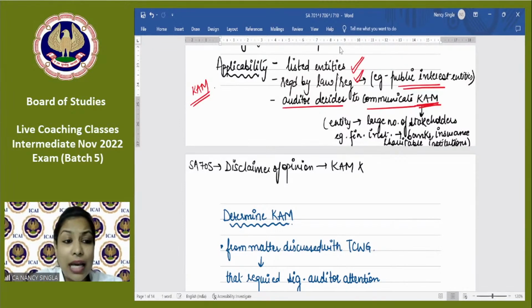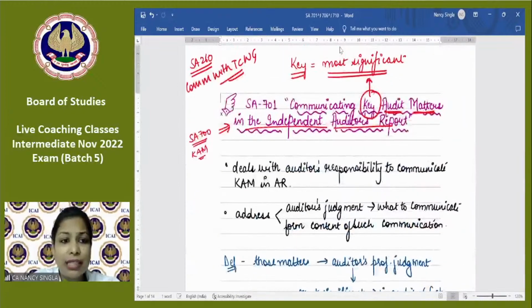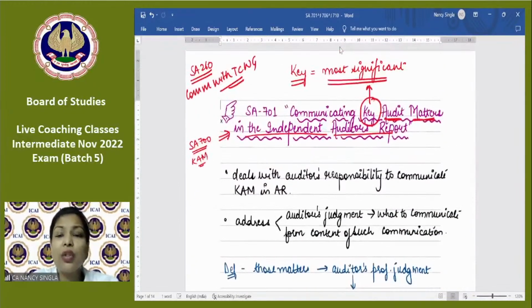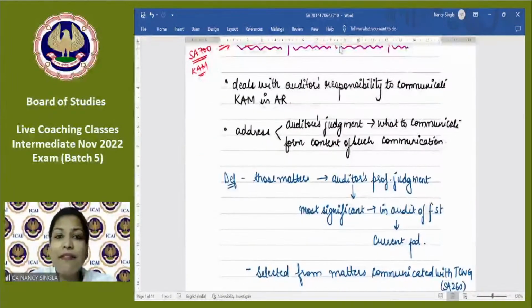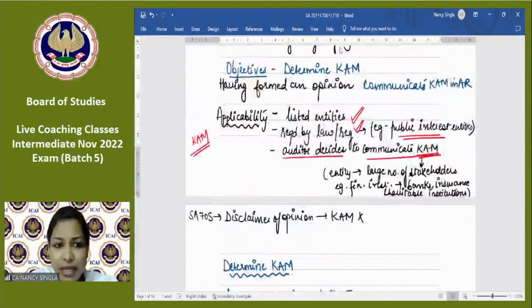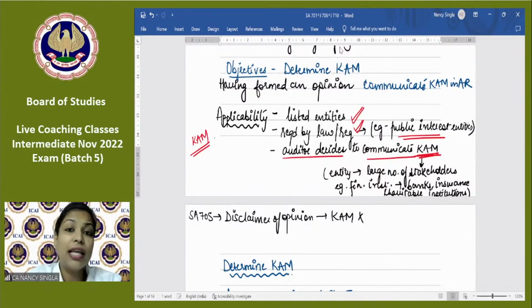Okay? So look, I'll ask you a number of questions in this, so be with me and listen to me attentively. So what have we said so far? What is key? Most significant, right? And we have to go to 701. For whom is the requirement? For listed entities it is mandatory. And you will see, even in case of listed entities, even if there is no key audit matter, such fact is also to be mentioned that there is no key audit matter. If it is required by law and regulation, for example, public interest entities, and the auditor may also decide to communicate key audit matters if in his professional judgment it is required. Like it is not a listed entity, not required by law and regulation, still the auditor feels that there are many stakeholders, charitable institutions, insurance, I need to mention it, he may mention it.